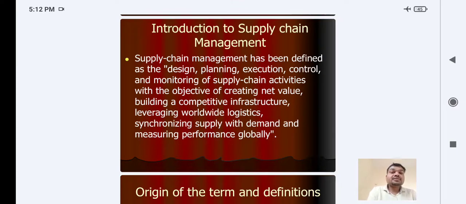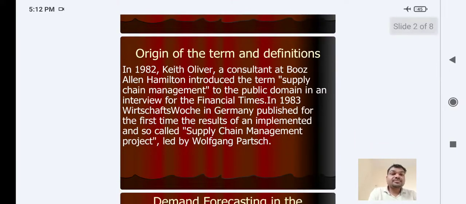The second part is the origin of the term and the definition of supply chain management. In 1982, Keith Oliver, a consultant at Booz Allen Hamilton, introduced the term supply chain management to the public domain in an interview for the Financial Times. In 1983, Charles Fritz Watch in Germany published for the first time the results of an implemented so-called supply chain management project led by Wolfgang Paas.